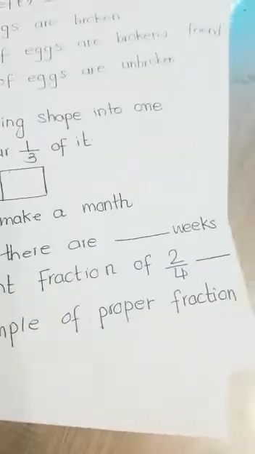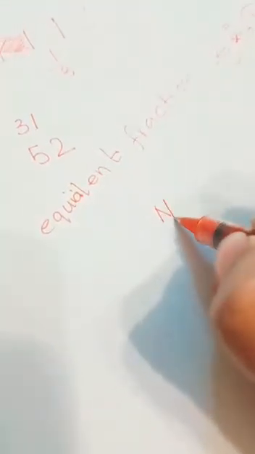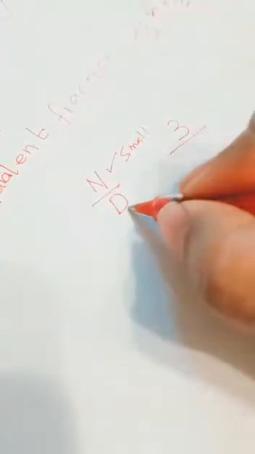Next question is in a month. In a month there are dash weeks. Oh, sorry, this is done. Write an example of a proper fraction. As I taught you, a proper fraction means the numerator is always small, which can be 3 or any number, and the denominator should be bigger than the numerator. So it can be 6, it can be 8, it can be 10, any number which you want to write. It has no particular number.